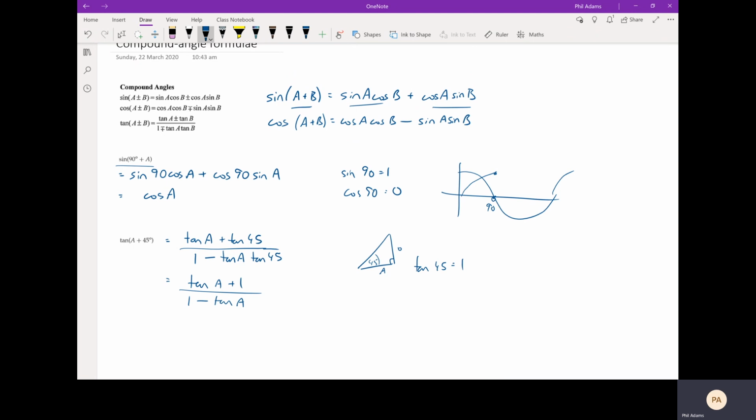So anyway, those are called the compound angle formulae, and you can see the three rules there. That's exactly how they appear on your formula sheet.